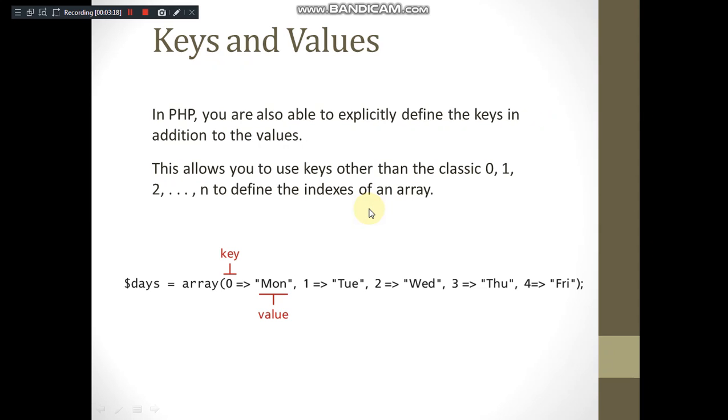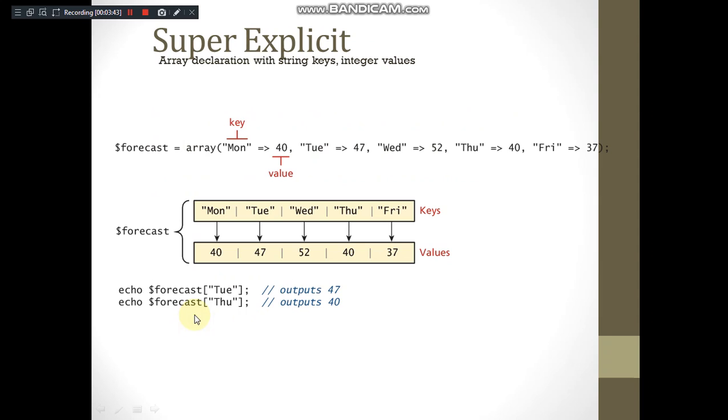In PHP you are also able to explicitly define the keys in addition to the values like this. You can see here the key value is 0, and then you are saying that Monday has to be stored in the 0th subscript. At 1 you would like to store Tuesday. Like this also you can explicitly specify both key and value. When you are specifying both, in between you have to use the arrow operator to separate the key and value pair. Array declaration with string keys, as we discussed before.